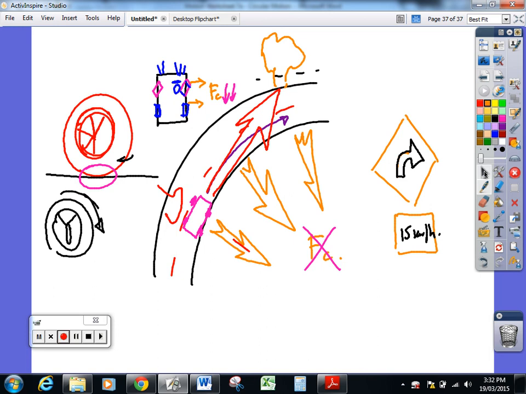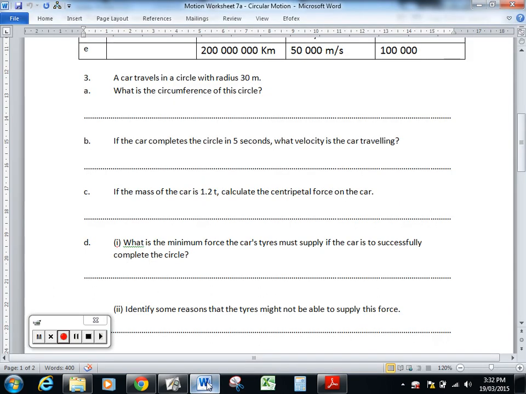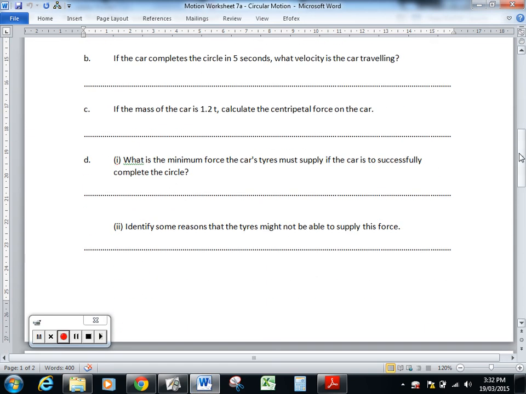Now you've got that under our belt, we'll have a look at the question. The question says, what is the minimum force the tyres must apply if it's got to complete the circle? The minimum force would be the centripetal force. You can have more than that centripetal force. That means that you can do a tighter circle and you can reduce your pull on the wheel. So what the minimum force is would be the centripetal force. So it basically will be the same.